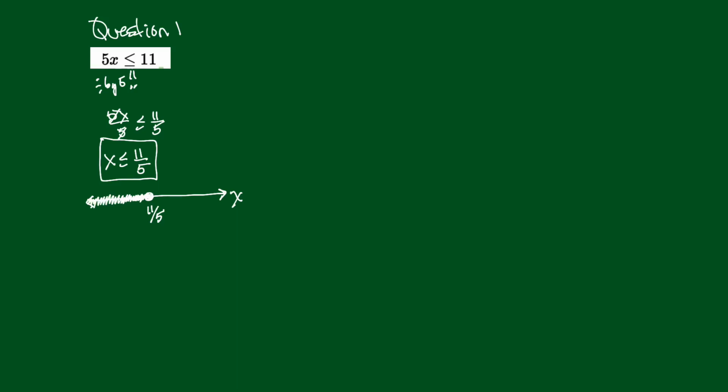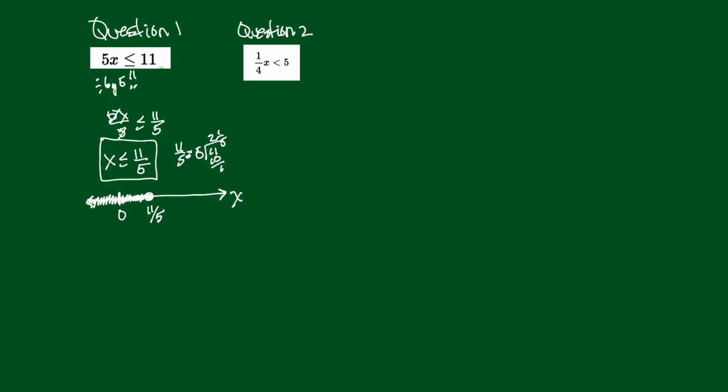Now, if you want a little bit more information on your graph, where is 11/5? Well, if we divide 5 into 11, we'll get 2 and 1/5. So this is about 2 1/5. So where would 0 be? 0 would be over here.